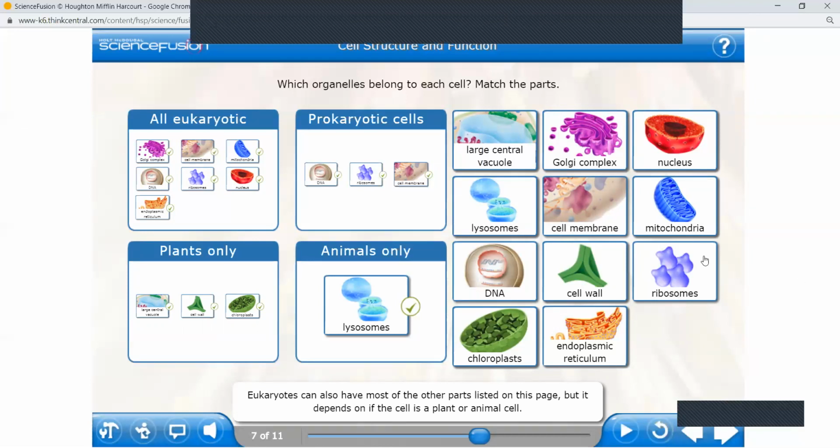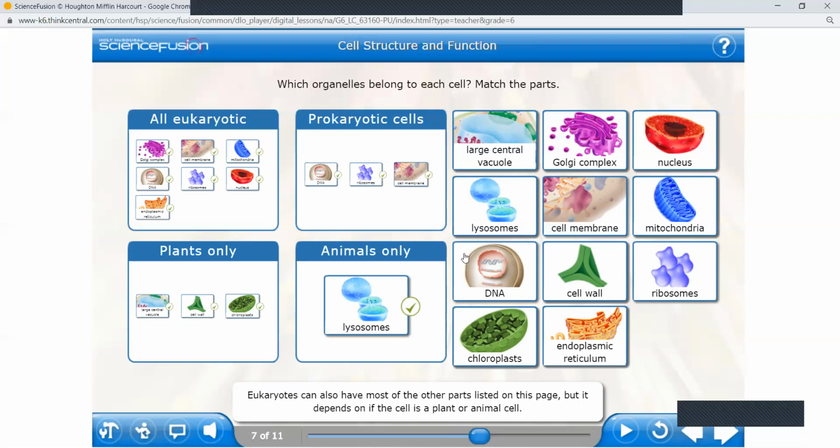Okay, girls, did you understand this lesson very well now? Yeah. After doing this, I think you know more about it. Chloroplast and cell wall are only in plants. Okay, by this I finish my lesson.